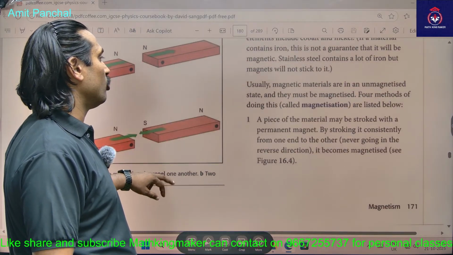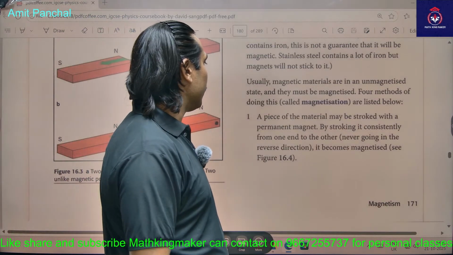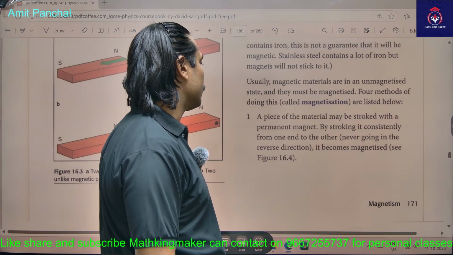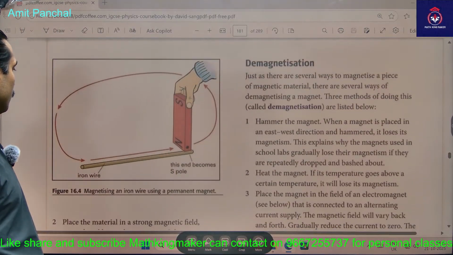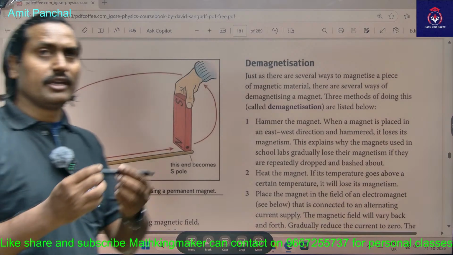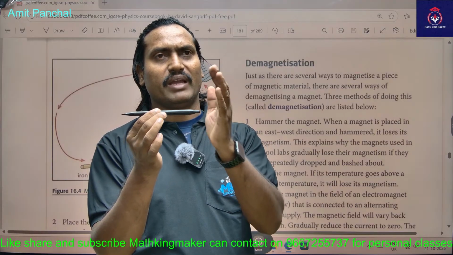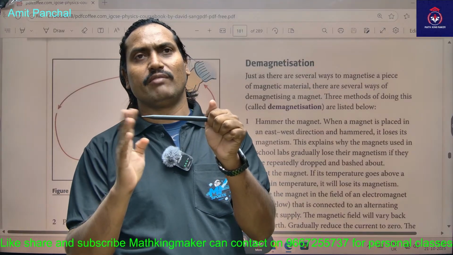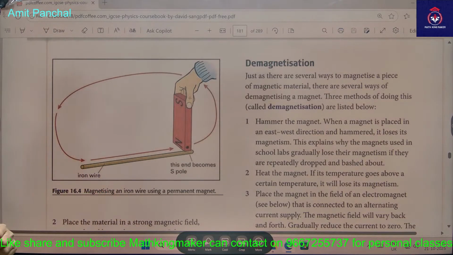The methods of doing this, called magnetization, are listed below. So what is magnetization? If a piece of metal is stroked with a permanent magnet, by stroking it consistently from one end to the other, never going in the reverse direction, it becomes magnetized. Let us say it is a ferrous metal, and we connect a magnet at this end, so this end also becomes magnetized. It will also behave like a magnet. That process is called magnetization.